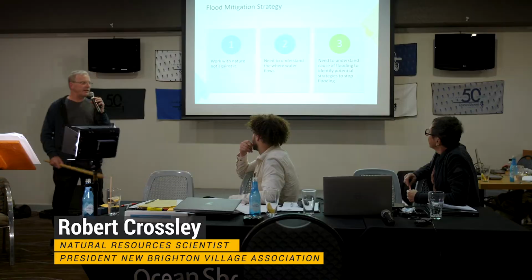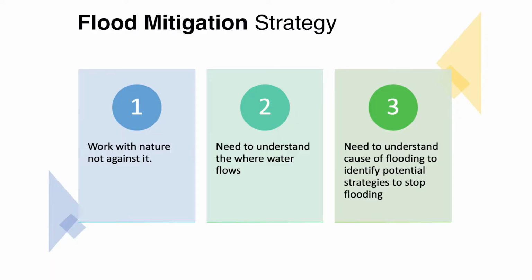Principles of flood mitigation 101. We need to work with nature, not against it. So we need to understand where the water flows. It's pretty basic, really. And then we need to understand the cause of the flooding if we're going to come up with potential strategies to stop it.